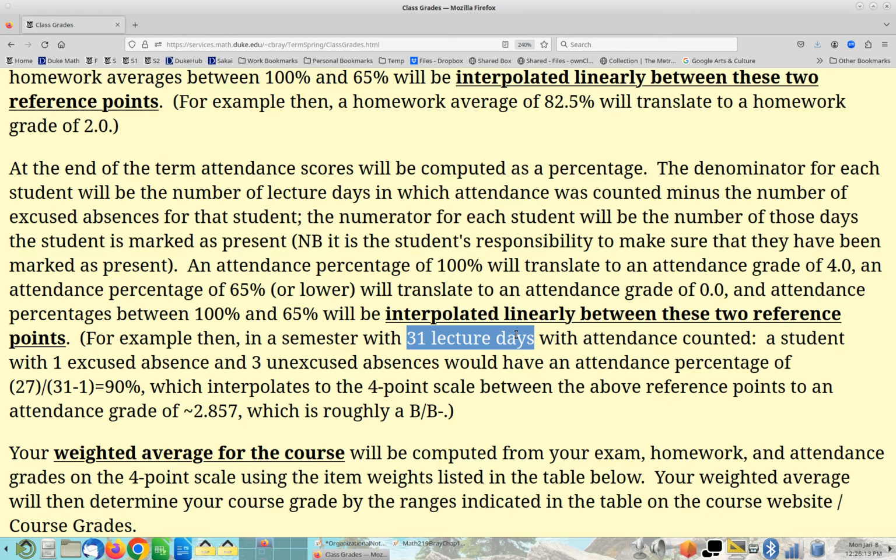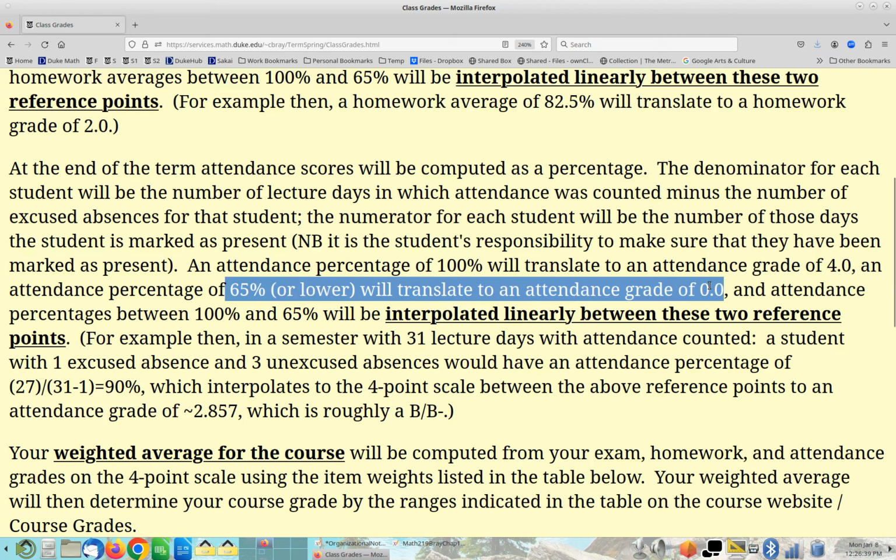So if there are 31 lecture days where attendance is counted, and if you have 1 excused absence and 3 unexcused absences, then what that means is that of the relevant 30 days, you were there for 90%. And now 90%, that sounds good, but you have to keep in mind, 65% is a 0, right? Because students should be attending class, showing up, a mere 2/3 of the time is not good. This is not an acceptable amount of attendance.